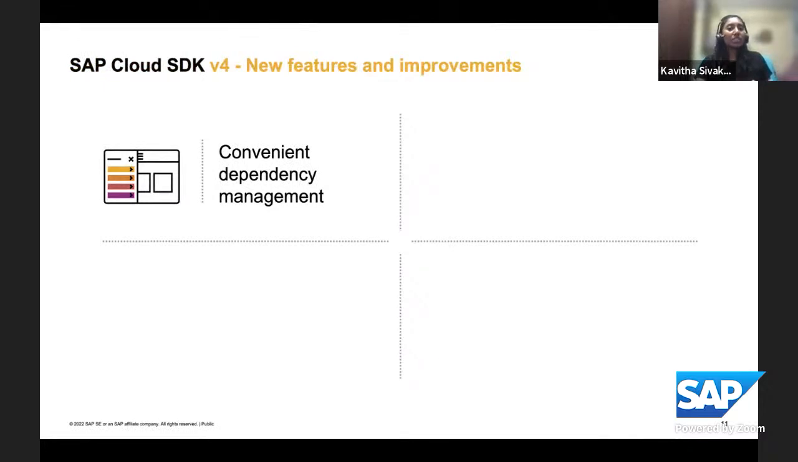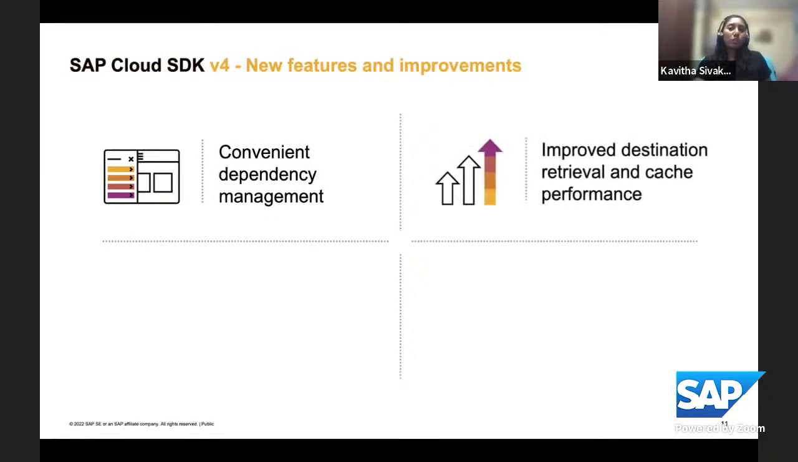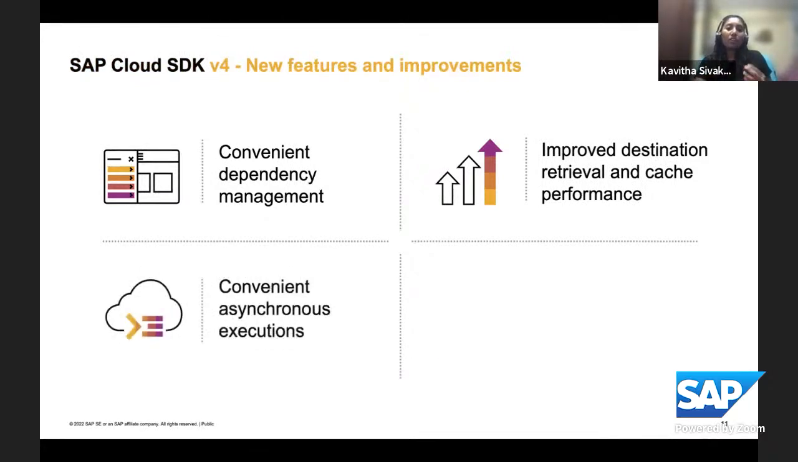If you are using SAP Java Buildpack and a WAR deployment, you could also use a specific SAP Java Buildpack BOM that we have now to reduce your dependency conflicts. We also improved our destination retrieval API a lot by reducing the number of calls we make to the destination service. We also improved the cache performance. Now caching is done for destinations, and the isolation is determined based on what type of authentication flow is supported by the destination. We also have very convenient asynchronous execution now.